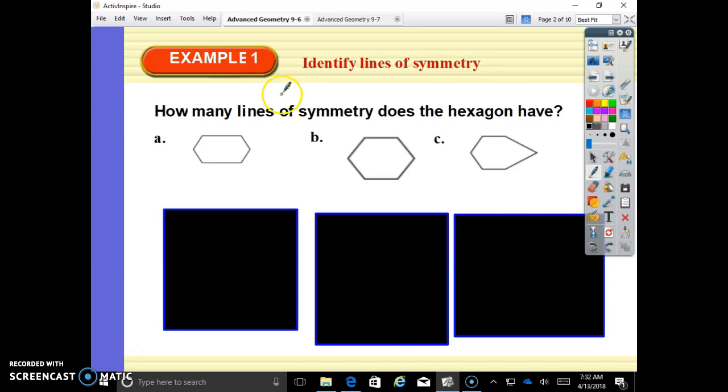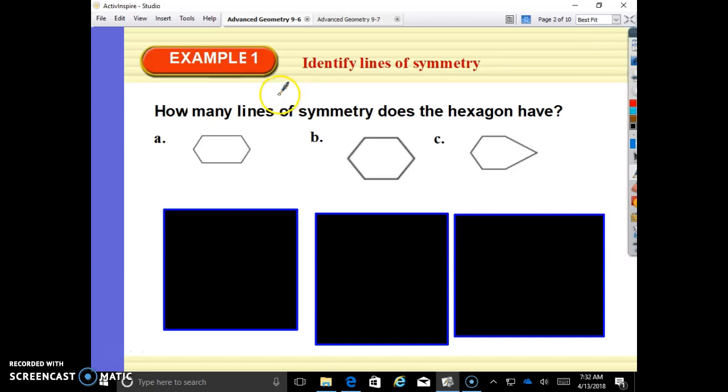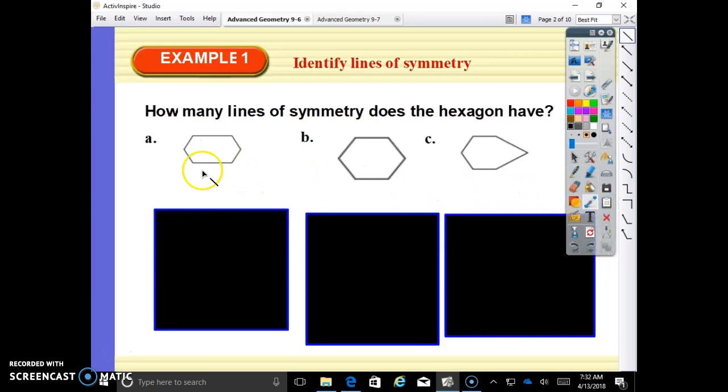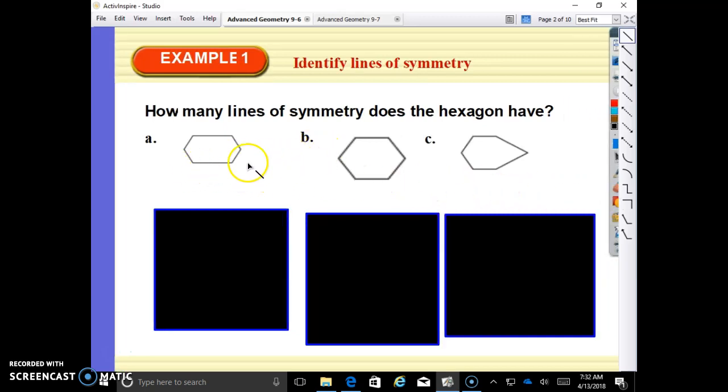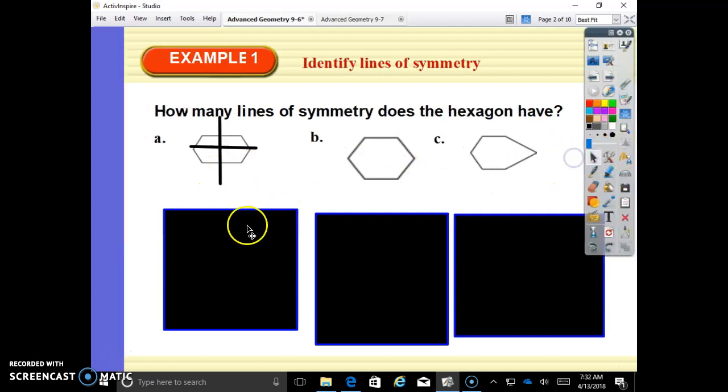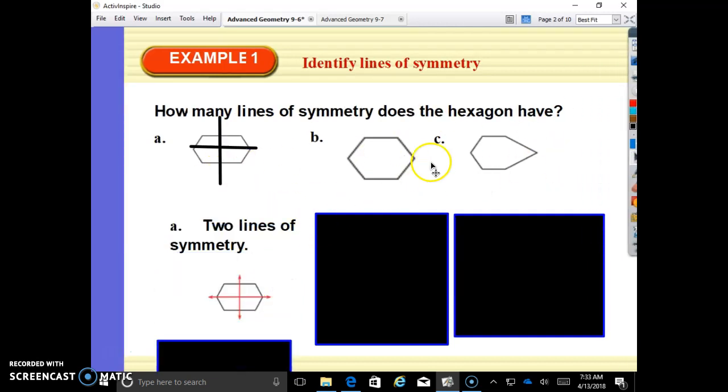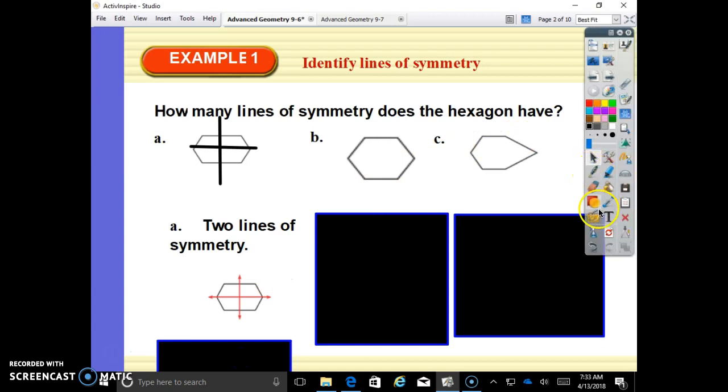How many lines of symmetry does the hexagon have? So what do you guys think on this first one? One, two, any more? Or it'll fold perfectly on top of itself? You think it's just two? Two lines of symmetry. How about the next one?